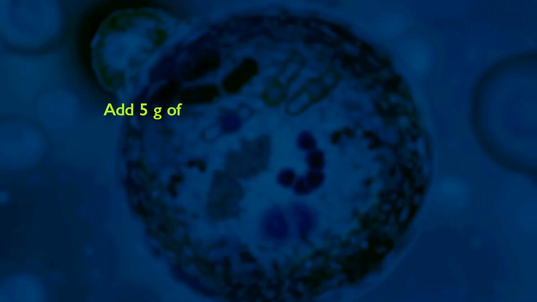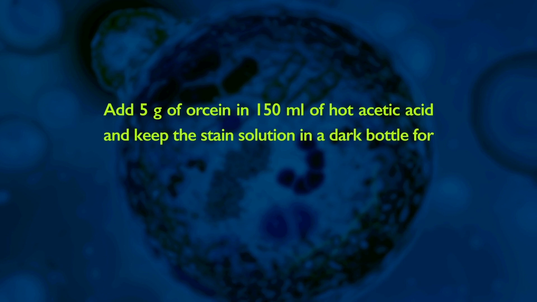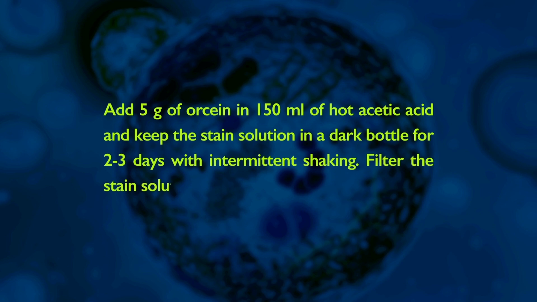Next, stain preparation. Add 5 gram of orcein in 150 ml of hot acetic acid and keep the stain solution in a dark bottle for 2 to 3 days with intermittent shaking. Filter the stain solution and store it in a dark bottle.